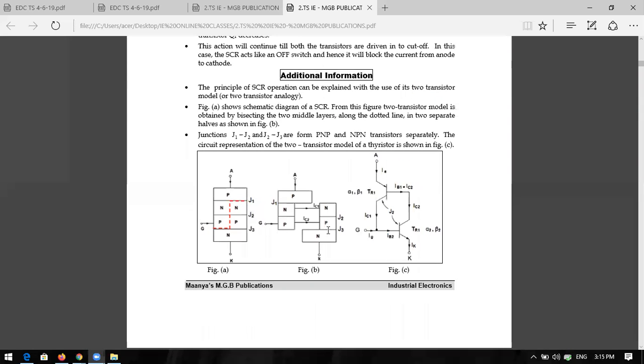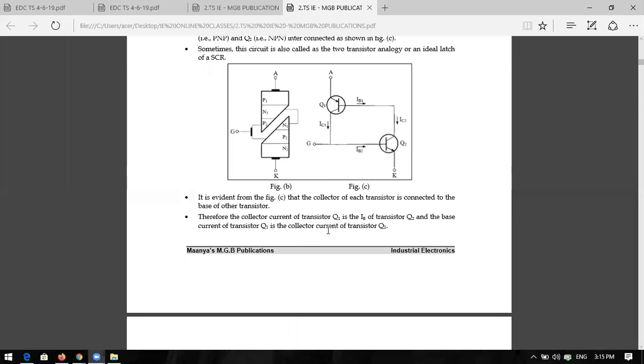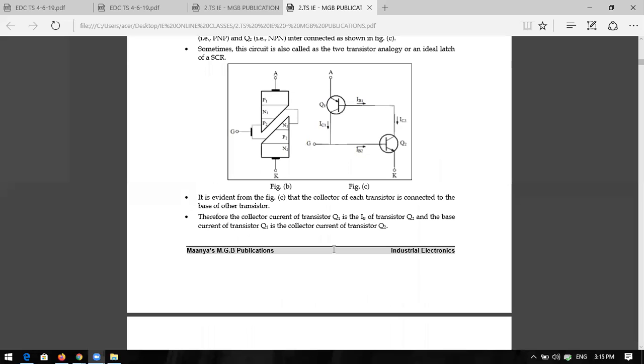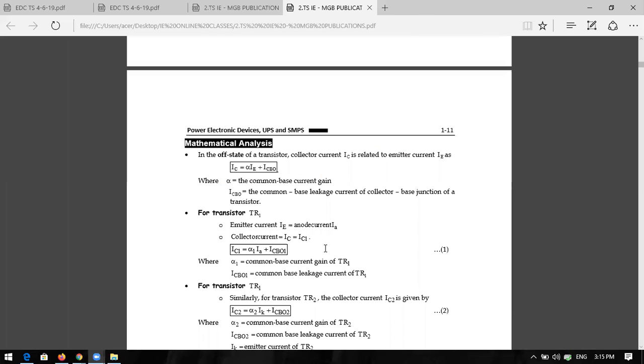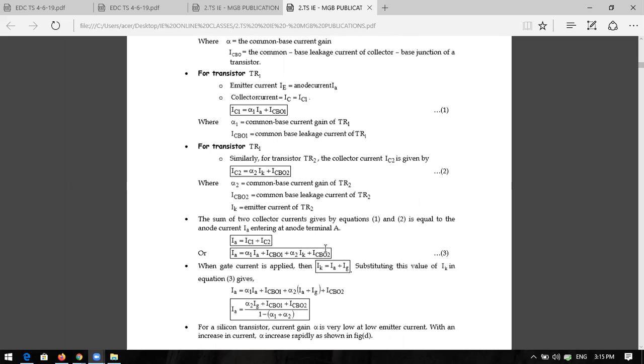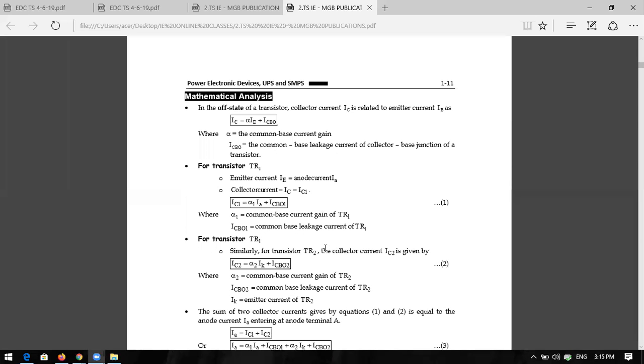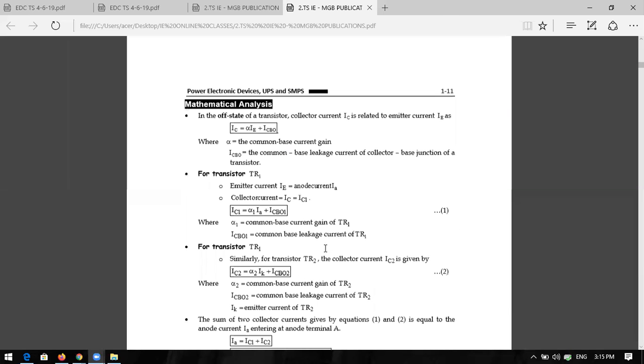Right. So we have completed the two transistor analogy, how the SCR works as two transistors, that is NPN as well as PNP transistors. Now we have to derive the equation, that is the mathematical analysis, of how two transistors can work as an SCR, silicon controlled rectifier.